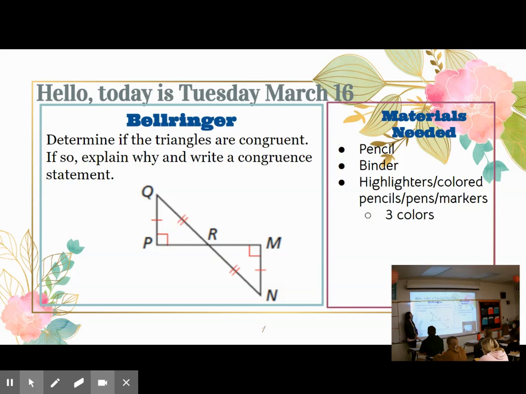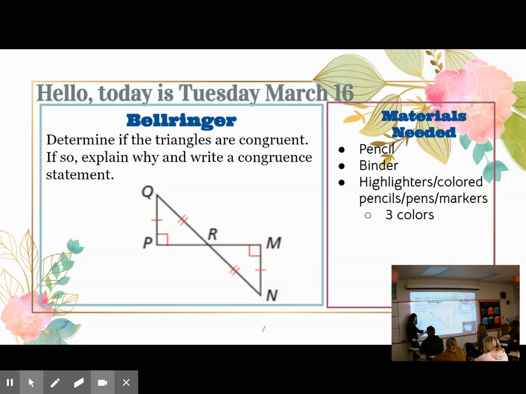You said and why. If the triangles are congruent, and if they are, write a congruent statement. Well, I thought that it was angle side because of the vertical angles over here. And then I got triangle QPR is congruent to triangle MNR. Thank you.